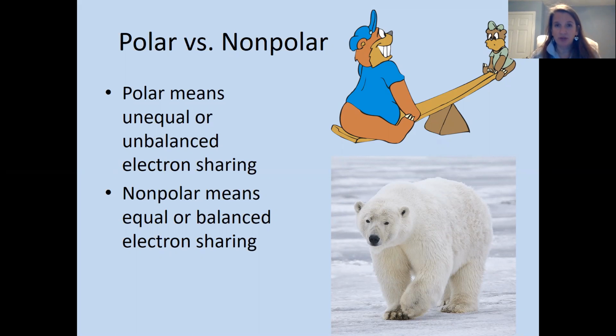Regardless of what we're talking about though, polar means that there is an unequal sharing or an imbalance of the electrons. And so when you think about polar, I want you to think about this picture of the polar bear. It has a very small head compared to this enormous body that's very unbalanced. This picture of the seesaw up here, this cartoon, where you've got one large bear and one small bear, creating this really large imbalance on the teeter-totter itself. Both of those would represent something that was polar because it's unequal and it's unbalanced.